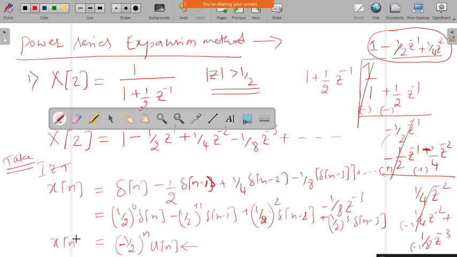Now we have x of n, we can write it as minus half power n into u of n. Now we can use this expression to check this, that is X of z equal to sum from n equal to minus infinity to plus infinity x of n into z power minus n. Now we can substitute the same x of n, you are going to get the same X of z. So you can cross verify that also by using this expression. Is it understood?